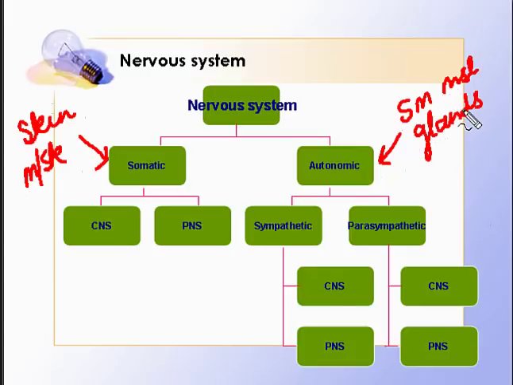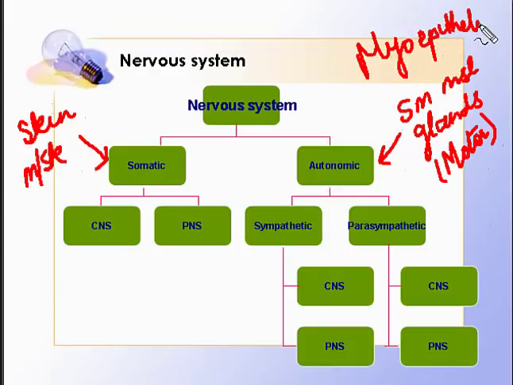The autonomic is a totally motor system, which is why it supplies smooth muscle and glands. And in the glands, actually, there is a small muscle called the myoepithelial cell. So that's known as the myoepithelial cell, and that's what the autonomic component supplies. The autonomic nervous system is further divided into a sympathetic component and a parasympathetic component.